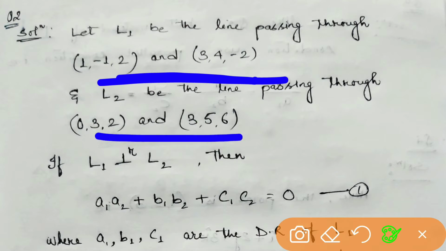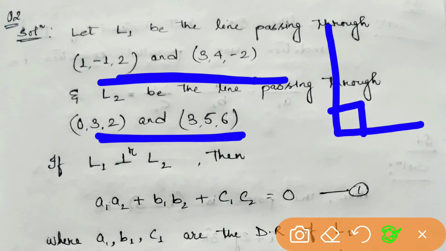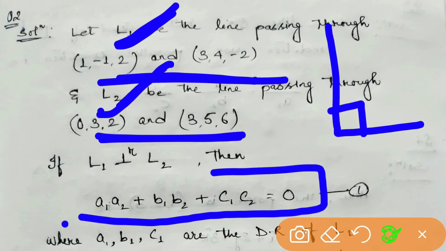Using these 2 points I can find a vector, right? And I need to show those two are perpendicular. But to show perpendicular, I don't exactly need the vectors, I just need their direction ratios or direction cosines. So what will I do? I will find the direction ratios of line 1 and the direction ratios of line 2 and I will check this condition. Then if this is satisfied, I will say they are perpendicular.